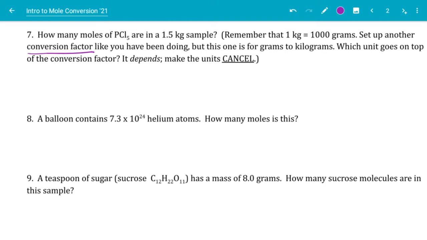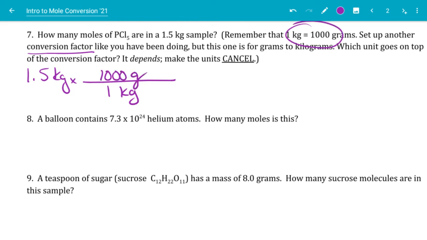So let's start out. How many moles of PCl5 are there in a 1.5 kilogram sample? So what they gave me was 1.5 kilograms. I want to get rid of kilograms and put it into grams. So what unit goes on the bottom? Kilograms. In this case, 1 kilogram. This is the conversion factor for every 1,000 grams. Now my kilograms have canceled out. Woohoo! Now I'm in grams, and now I know how to do the rest of this.